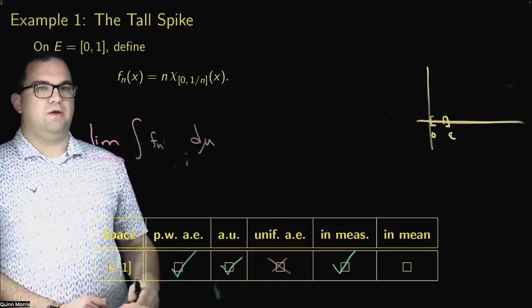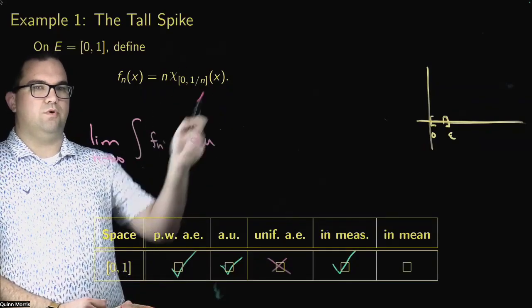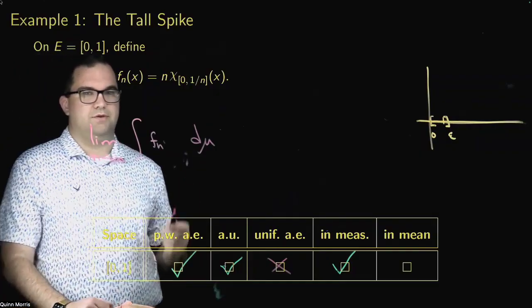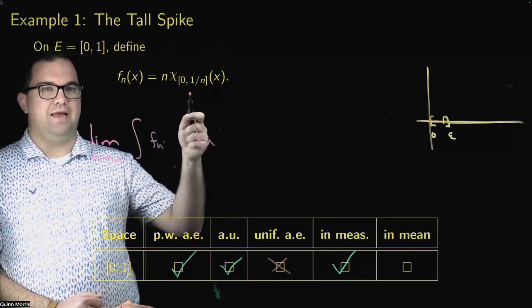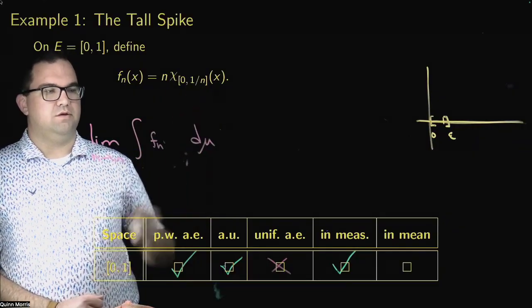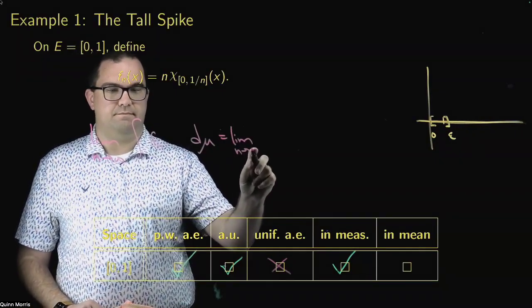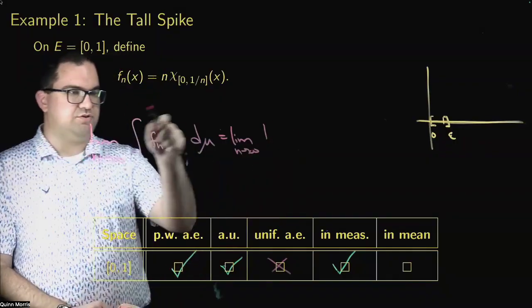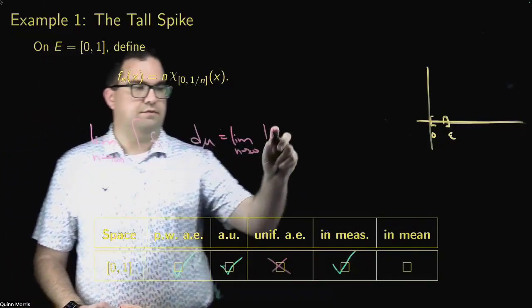And so now we ask ourselves, what is the integral of this function? Well, this function is actually Riemann integrable, so its Lebesgue integral is equal to the Riemann integral. It's really just a rectangle with height n and base 1 over n. So each of the integrals is actually 1, regardless of which n you're at.